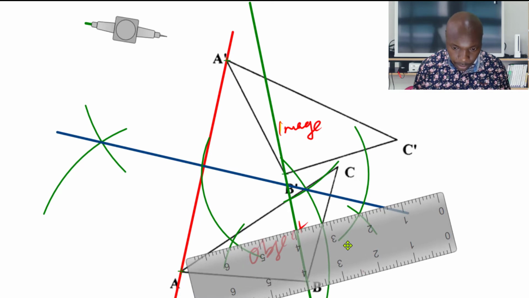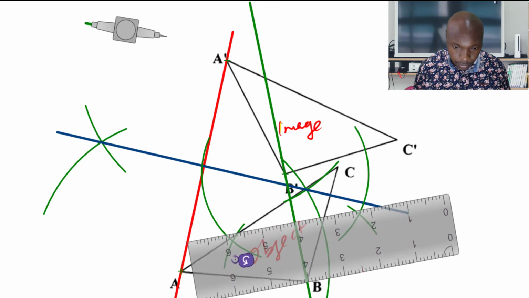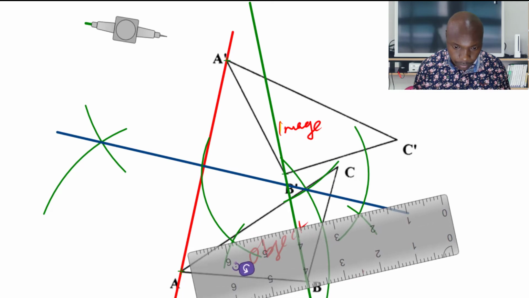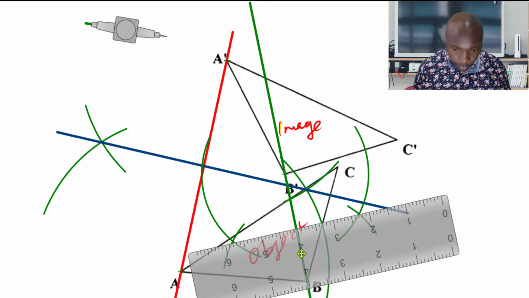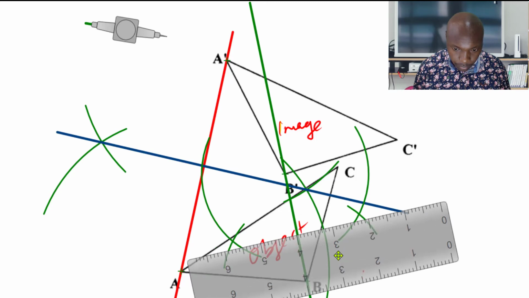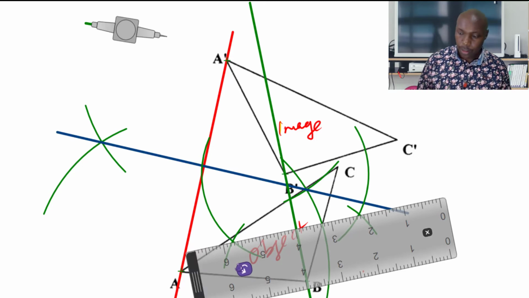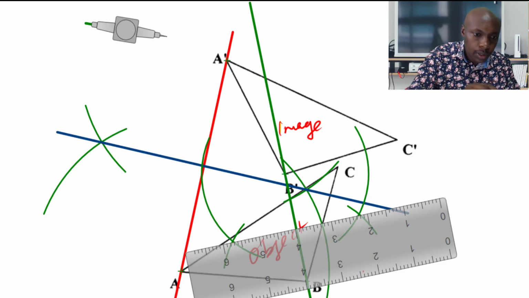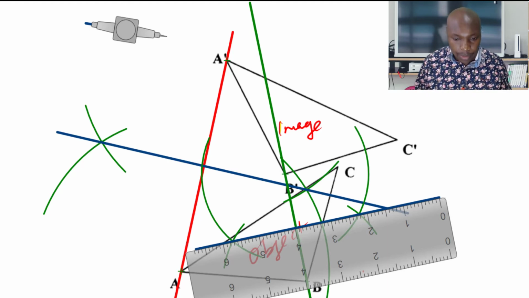So join the point of intersection of those arcs that you've made. Yes, that is okay. So let me join, and that is the perpendicular bisector.